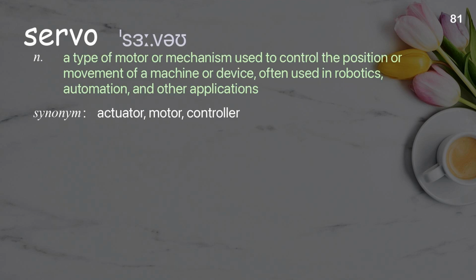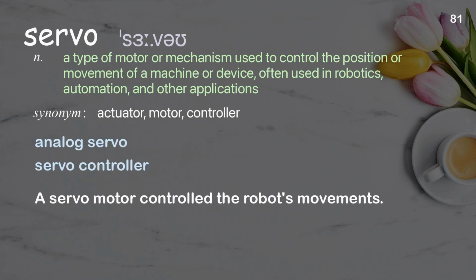Servo. A type of motor or mechanism used to control the position or movement of a machine or device, often used in robotics, automation, and other applications. Examples: Analog servo, servo controller. A servo motor controlled the robot's movements.